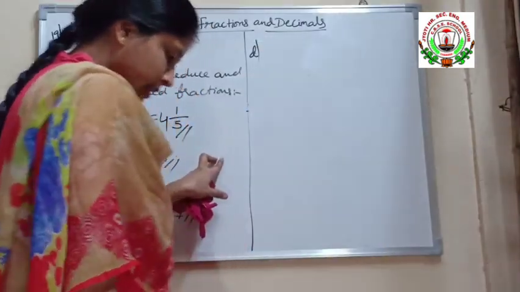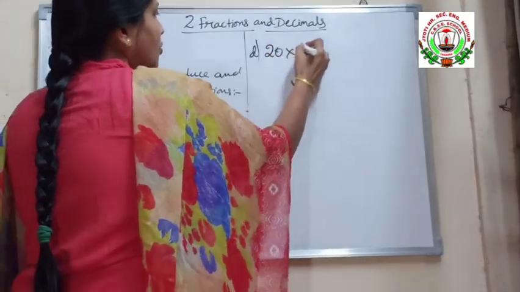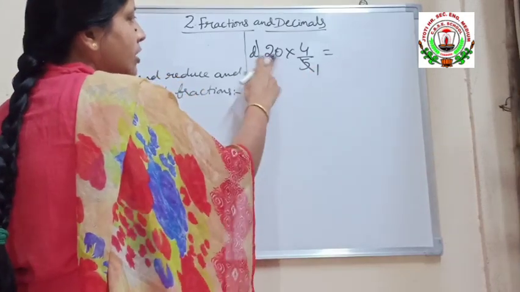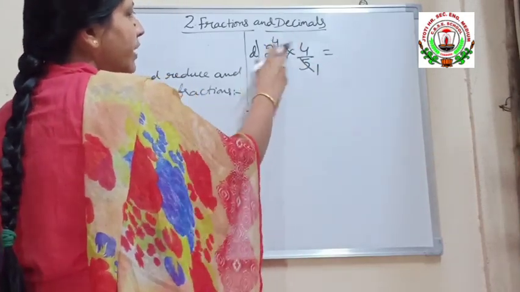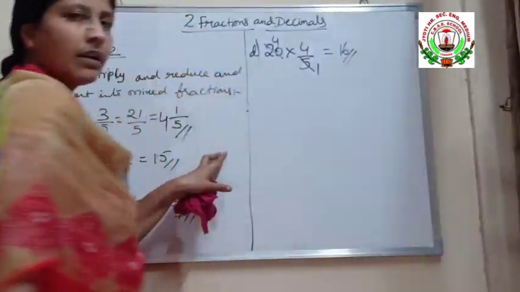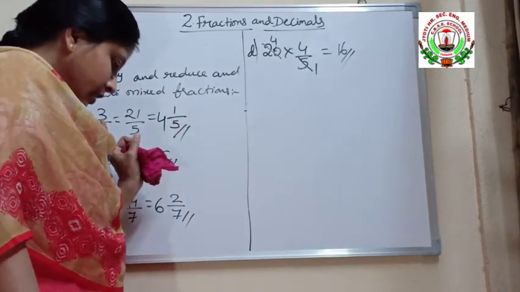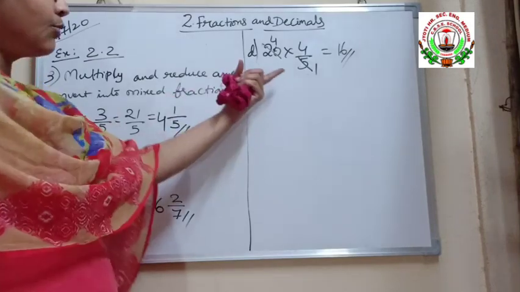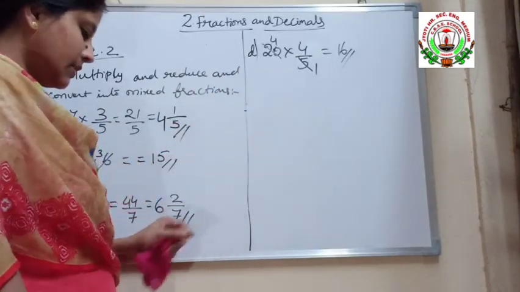One more question when I write 20 into 4 by 5 is given. 5 1s are 5, I can cross multiply it. See, 5 1s are 5, 5 4s are 20. So I can multiply the numerators, 4 4s are 16. This is your answer. In this question, they have given 10 questions. So I have done 1, 2, 3, 4. Simple way, I think you can complete the other 6.